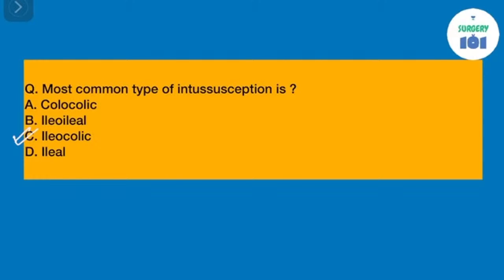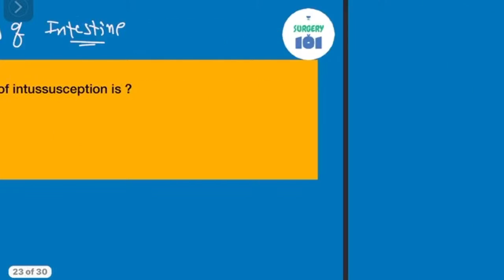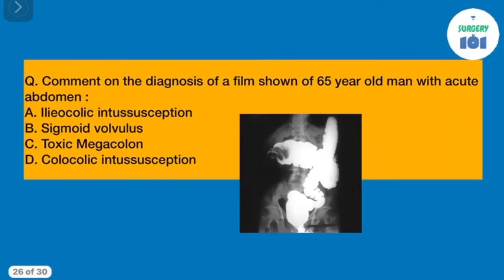Now, what is intussusception? Intussusception is a condition where there is telescoping of intestine into one another. Because of this, the patient basically comes to you with a small bowel obstruction, and this is how the patient might present to you. Now, again, this question was asked in exactly the same kind of exam.